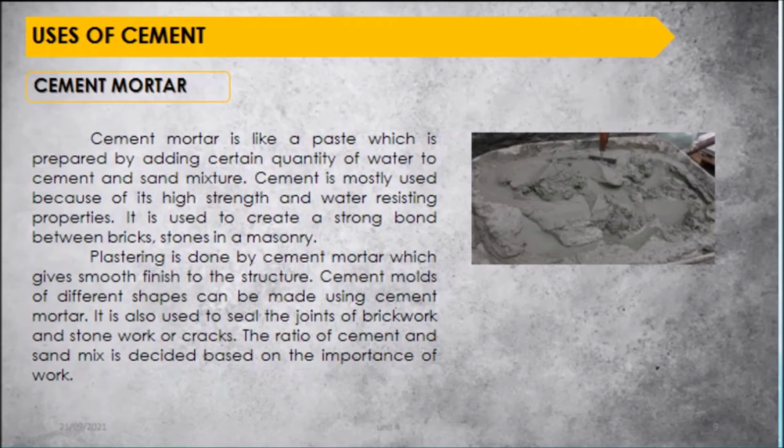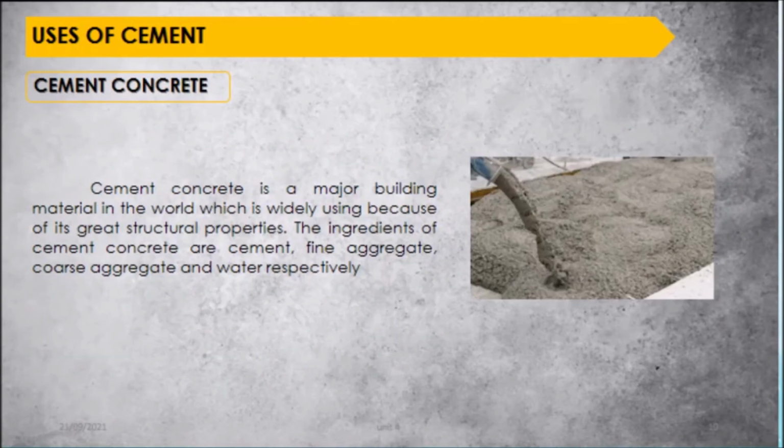Cement molds of different shapes can be made using cement mortar. It is also used to seal the joints of brickwork and stonework or cracks. So generally, the cement-sand ratio in a mortar is between 1:2 to 1:6. So the ratio of the cement and sand mix is decided based on the importance of the work.